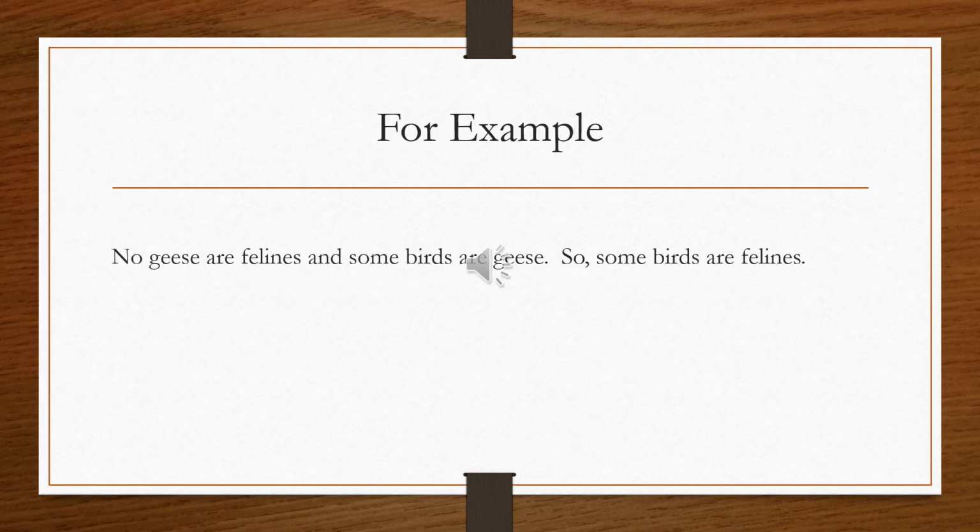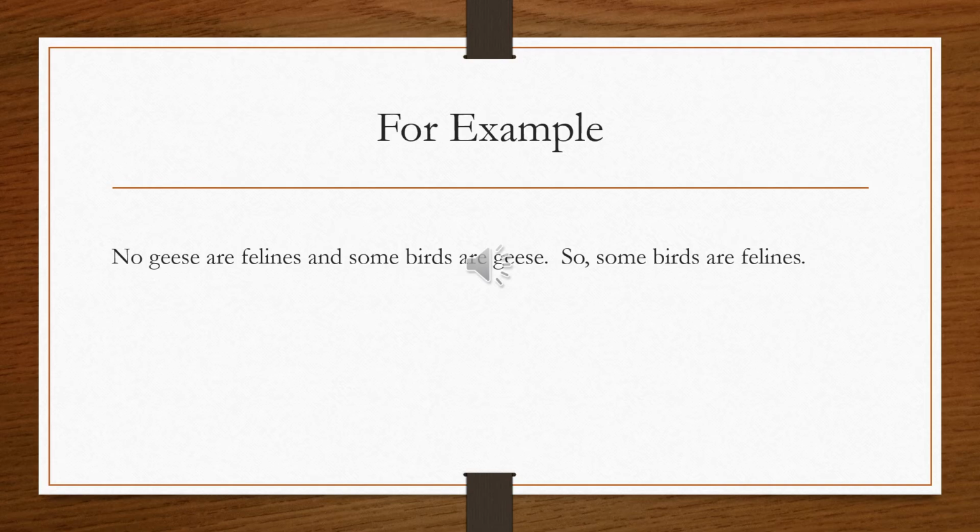So here's an example of a categorical syllogism. No geese are felines, and some birds are geese. So some birds are felines. Now, you can perhaps determine that this is an invalid argument if you have learned the earlier rules that I taught you, which imply that a valid argument cannot have true premises and a false conclusion. In this case, it is true that no geese are felines, and it's true that some birds are geese, but it's false that some birds are felines. So, by definition, this would have to be an invalid argument.